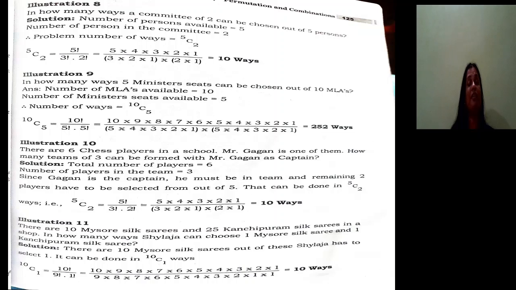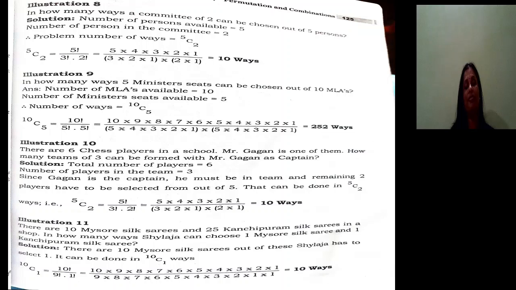5 factorial divided by 5 minus 2 factorial into 2 factorial. In how many ways 5 minister seats can be chosen out of 10 MLAs? So 10 factorial divided by 10 minus 5 factorial into 5 factorial. Answer is 252 ways. So next one is, there are 6 chess players in a school.